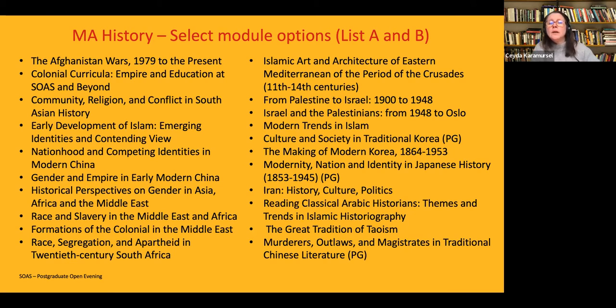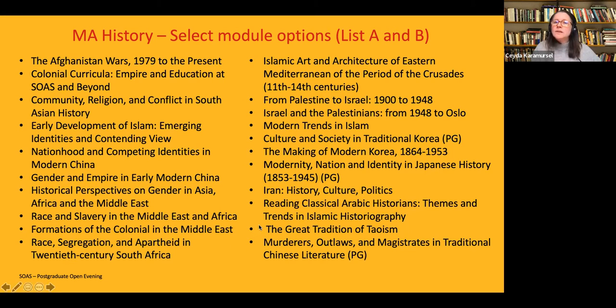On the right-hand side, you can see list B. These are modules offered by other departments, but of a strictly historical nature. So they will complement your study of history here at SOAS. The full list is a bit longer than this. This is what I could fit on one page. But as I said, everything will be up to date in the coming weeks, so you'll have a chance to go through the course descriptions, as well as the up-to-date program structure.